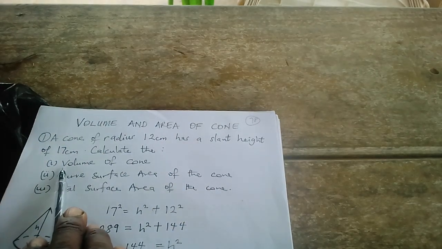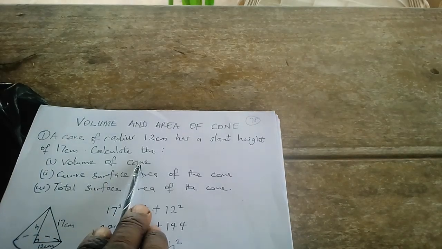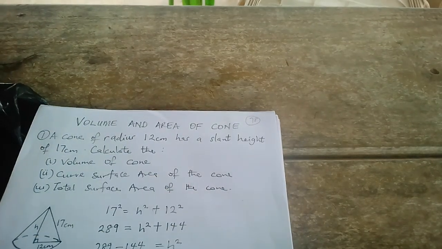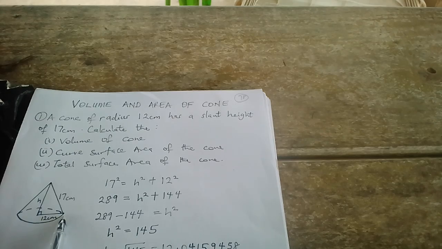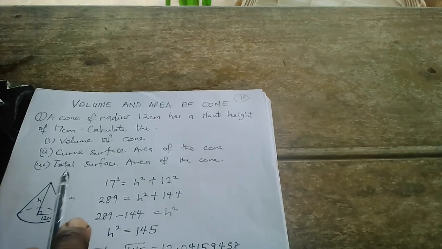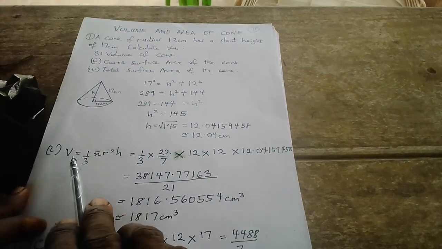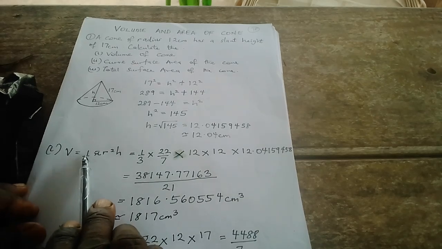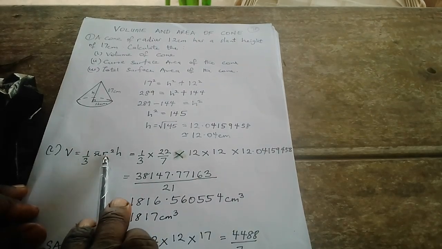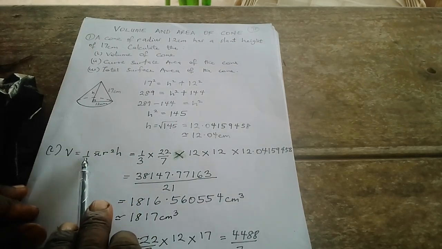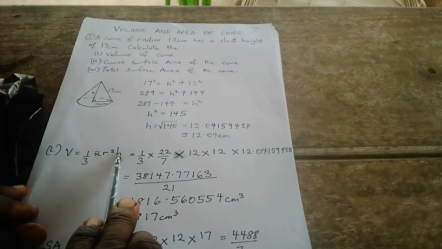Now, first of all, we are requested to look for the volume of the cone. We are given the radius of the cone, and this is the slant height, which is 17 cm. You know from the formula that the volume of a cone is equal to 1/3 πr²h.